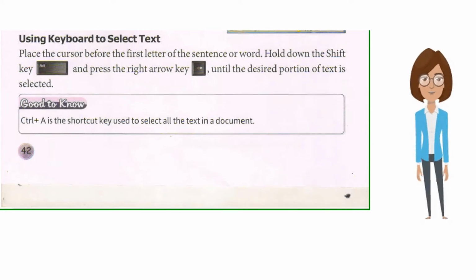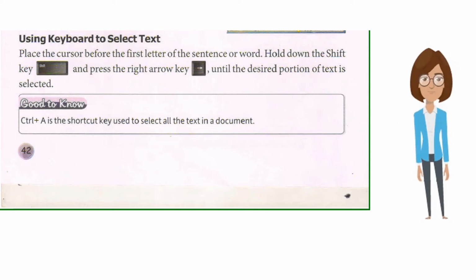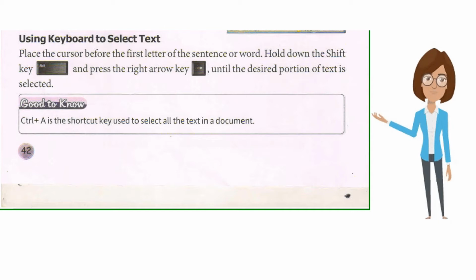Using keyboard to select text. Place the cursor before the first letter of the sentence or word. Hold down the shift key and press the right arrow key until the desired portion of text is selected. Ctrl+A is the shortcut key used to select all the text in a document.